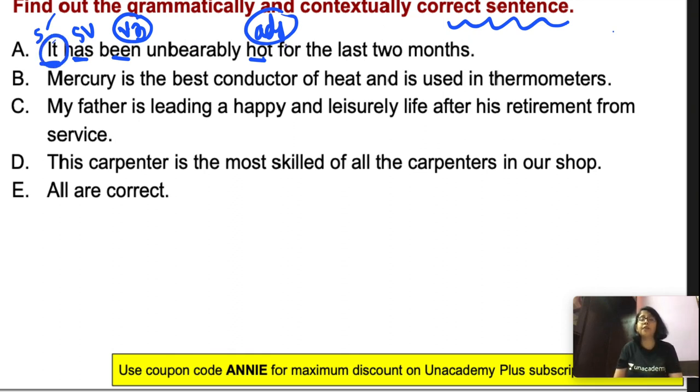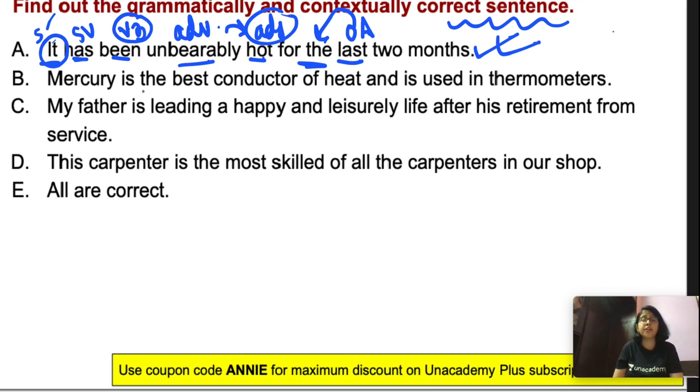It has been unbearably hot. Unbearably is an adverb which is modifying the adjective hot. For the last, now last is an ordinal adjective, and before last we have to use the. Before ordinal adjectives we always have to use the. Okay, for the last 2 months, this sentence is correct.